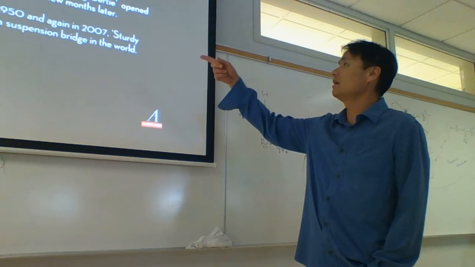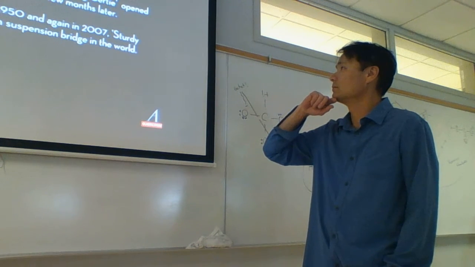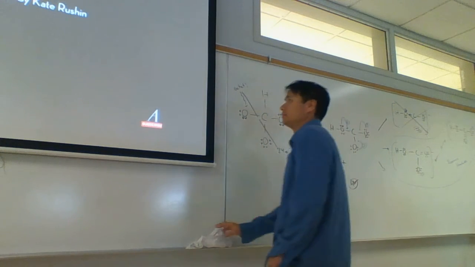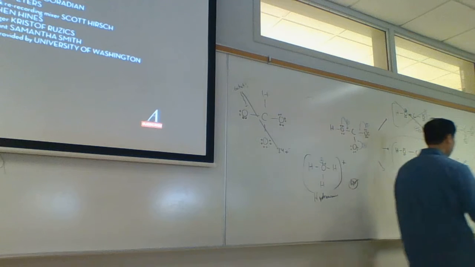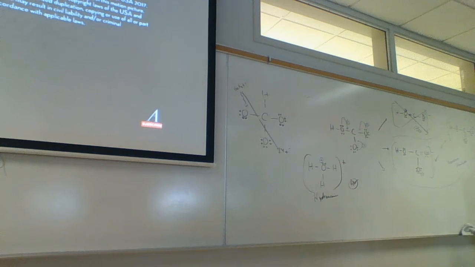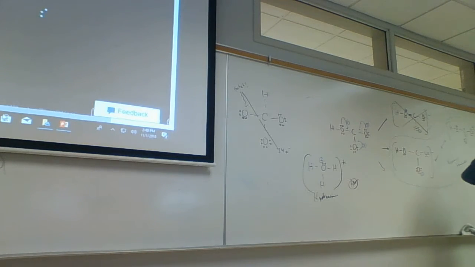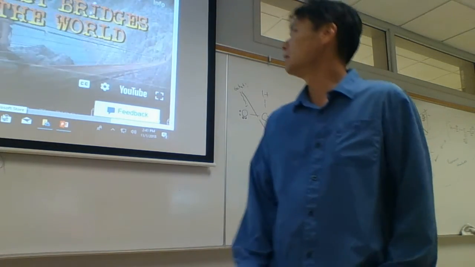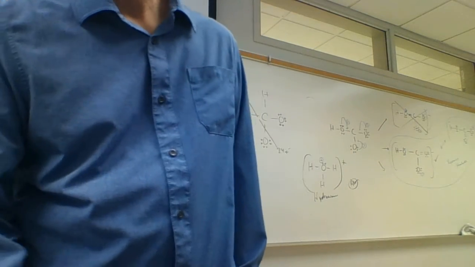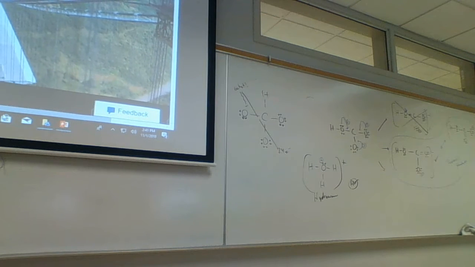It opened on July 1st, 1940, and it collapsed a few months later. Yeah, the longest twin suspension bridge in the world. How'd they fix it? They had to tear it down. They can't patch it. They rebuilt it, but they didn't rebuild it the same. They just made sure the resonant frequency of the bridge didn't match. Tacoma Narrows Bridge.